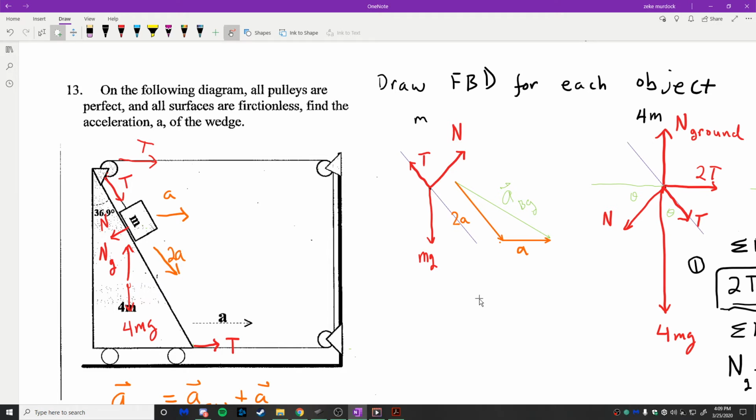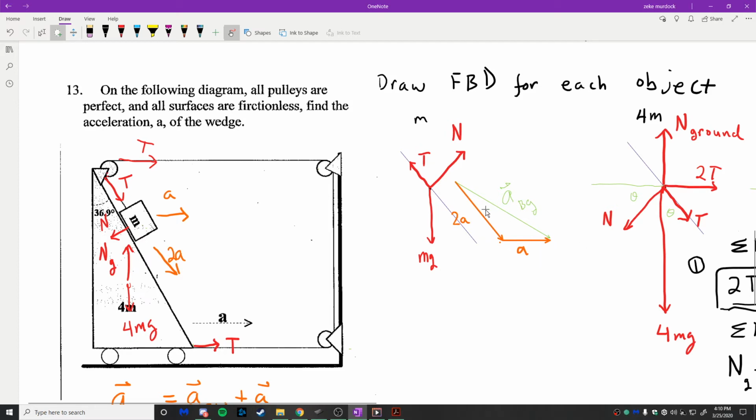Okay, so what did you guys come up with? What do you think? How do you orient your coordinates in this situation? That's what I would do as well.